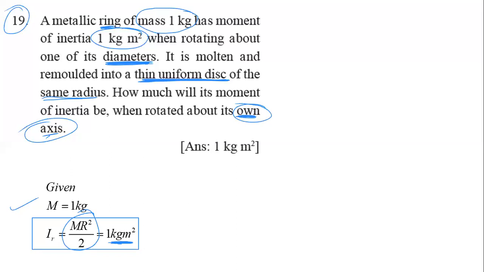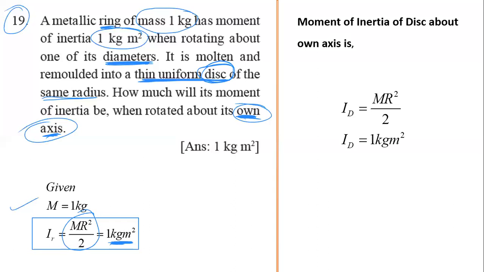Now moment of inertia of disk about own axis is also mr square by 2. So the answer we get is 1 kg meter square. So you can see here moment of inertia of disk about own axis is mr square by 2, and you know that this mr square by 2 is 1. So here we get the answer: 1 kg meter square. This is the answer for the problem.